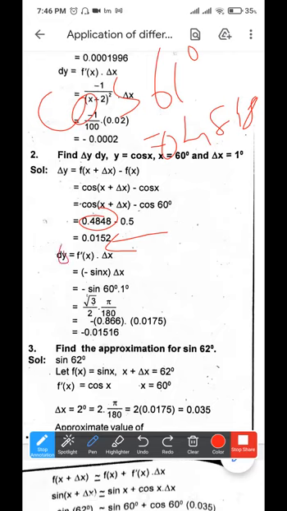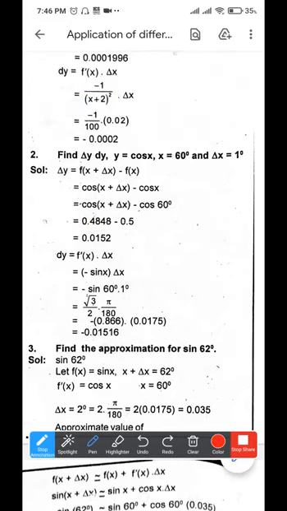You are finding dy. What is dy? Differentiation of f of x. Differentiation of cos x is minus sin x. Delta x is nothing but 1 degree, which is equal to 1 times pi by 180 radians. 1 degree is equal to pi by 180 radians.